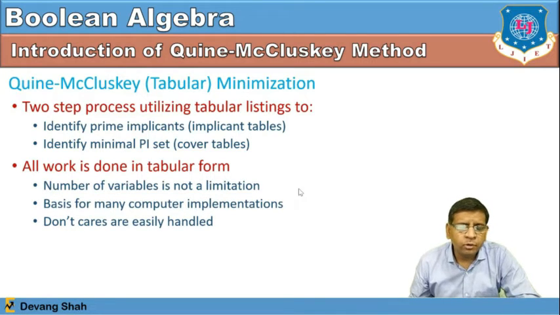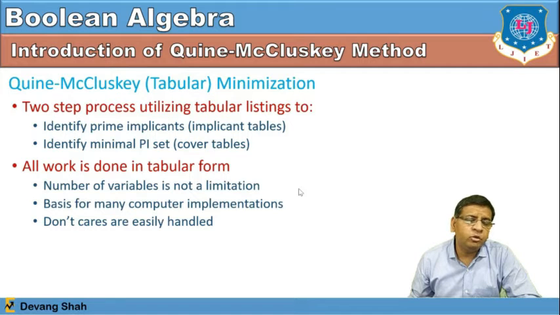All work is done in a tabular form, so you must follow a specific table to reduce the Boolean functions. The number of variables is not a limitation here, so you can go up to 3 literals, 4 literals, 5 literals, and so on, right? There are certain limitations of Boolean algebra where you cannot go beyond 3 or 4 literals. If you consider 5 literals, there are 32 different min terms that you have to reduce, which is again a tough task. Similarly, in a K-map you can go maximum up to 4 to 5 literals, but beyond that there is a problem. But in the tabulation method there is no limitation on variables. It is the basis of many computer implementations, and don't cares are easily handled.